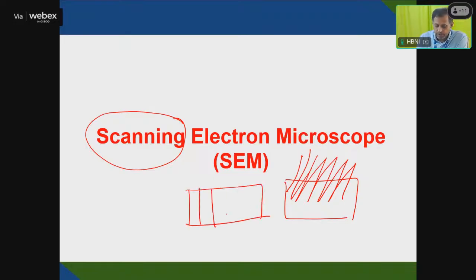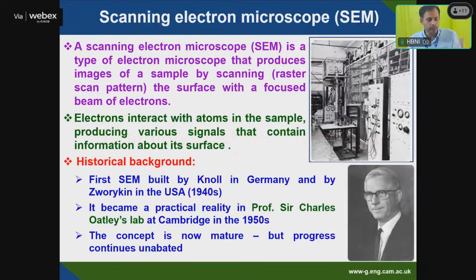It divides the image into a matrix of lots of small pixels. It scans each one individually, and then you sum them up to get the electron microscope image. A scanning electron microscope is a type of electron microscope that produces an image of a sample by scanning. That is a raster scan pattern over the surface of the sample, focused through the electron beam. So the electron here interacts with the atoms of the sample.